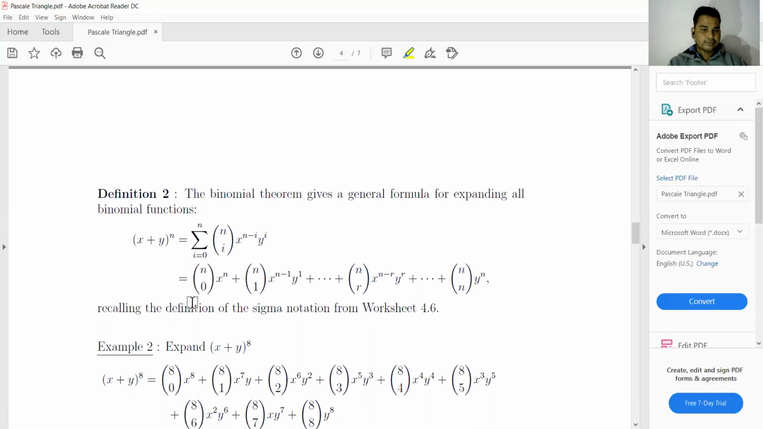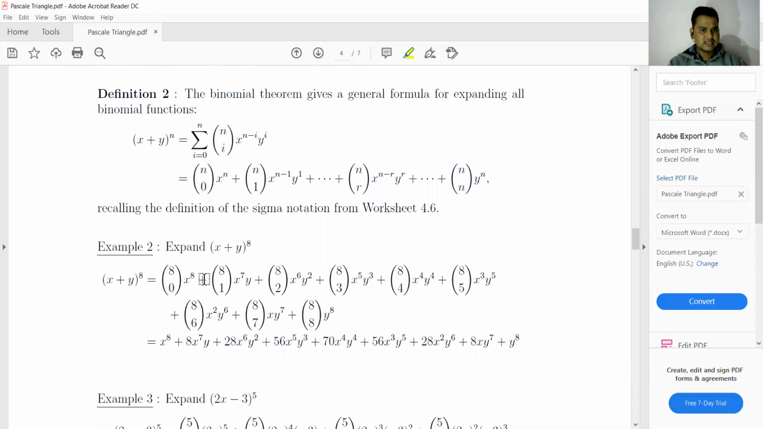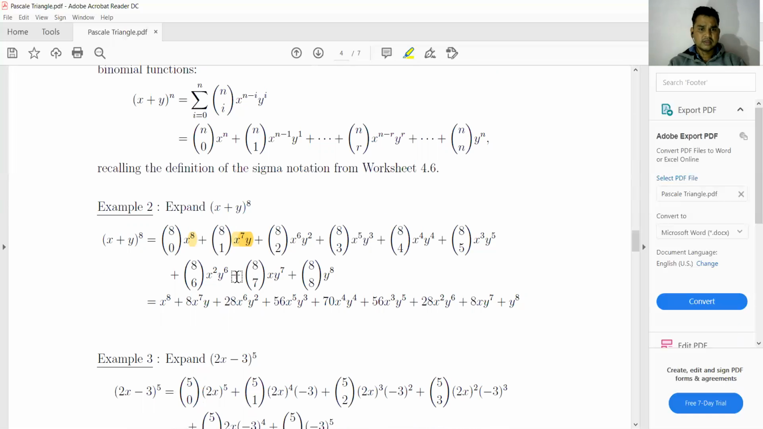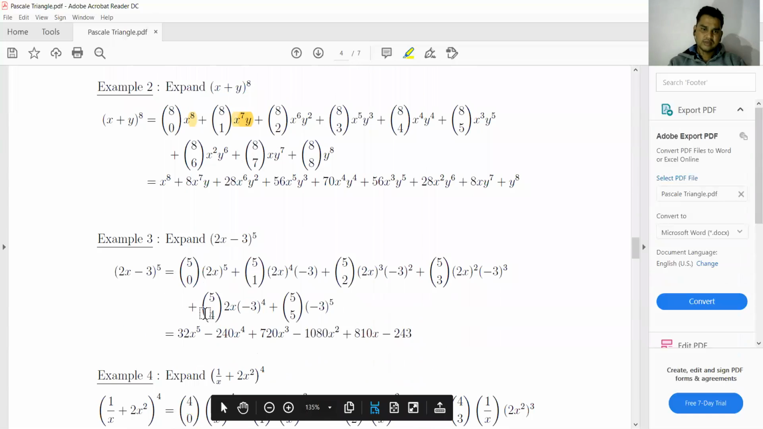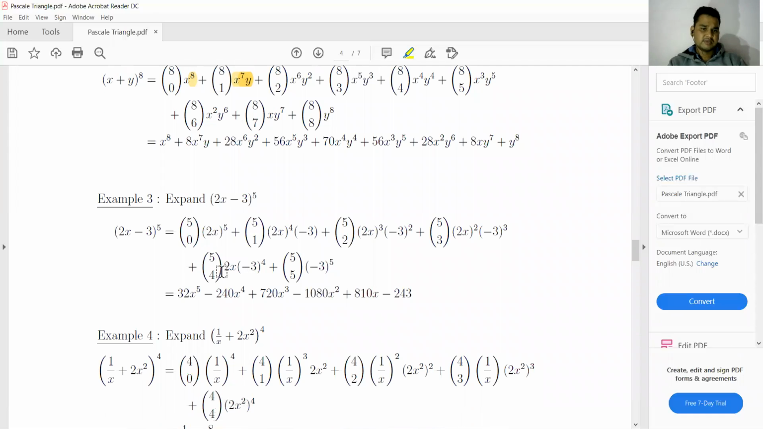So how to use this formula? Just take an example. Expand this (x plus y) raised to the given power. Just simply nC0, nC1, nC2, nC3, nC4, and you have to just adjust these terms. Now expand this one just using the binomial theorem. You can see that you will easily find the expansion of this.